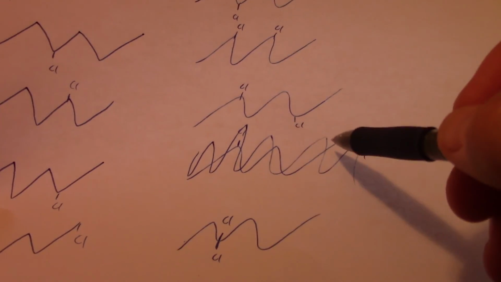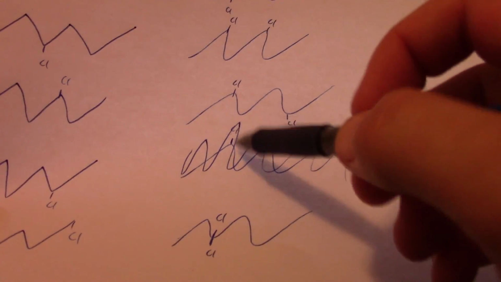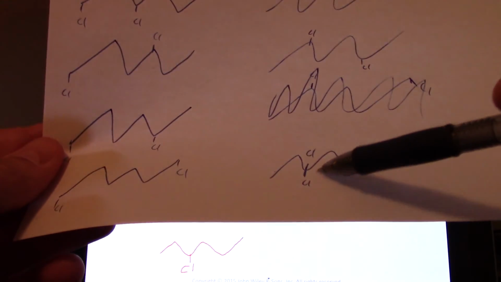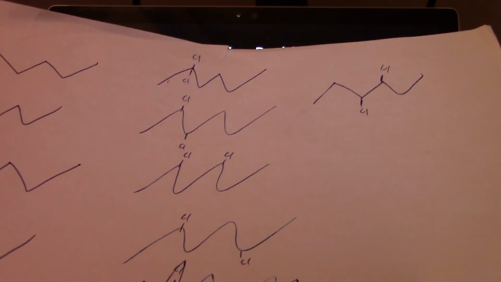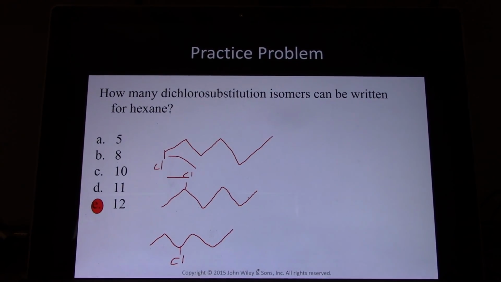actually is not a unique isomer, because if it's coming off the end on one side and second to end on the other side, it's actually identical to this one, and so it's not a unique isomer. And then 3 and 3, and then 3 and 4, and those are the 12 different possible ways that 2 chlorines will fit on this molecule.